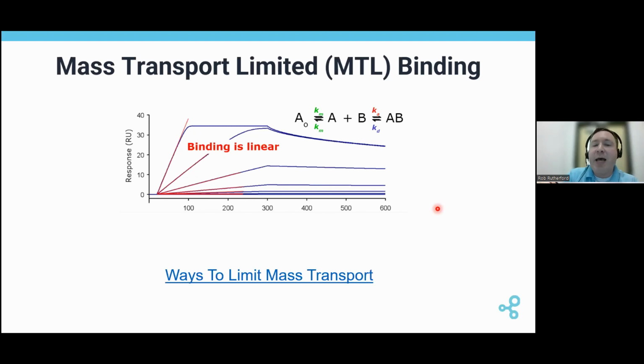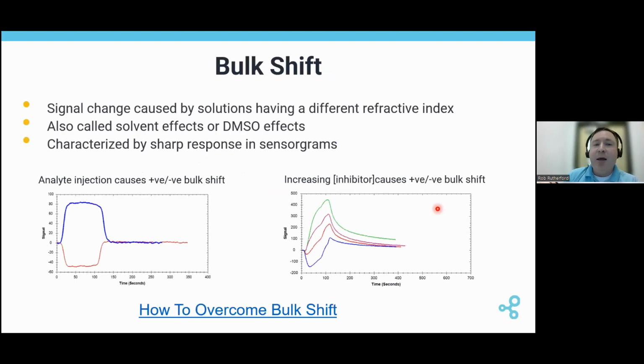So if you're noticing that, then I encourage you to check out the article for the ways to limit mass transport. And then the final one that I wanted to talk about, which is a very common one that we can see, is called bulk shift. Bulk shift can also be called the DMSO effect. Basically, it's characterized as a sharp response that is seen when you start an injection. The response can be positive or negative.